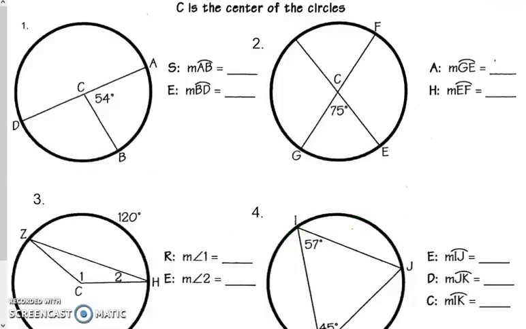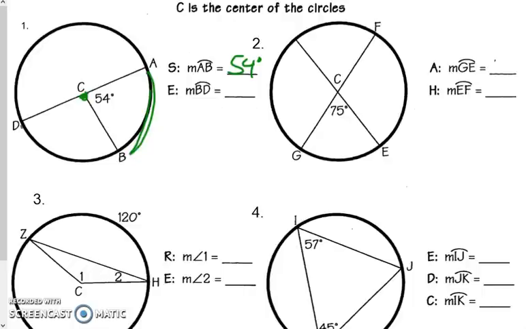The name of the game with this, guys, is just identifying where the vertex is so that you know which formula applies. So in this first one, C is the center. Oh, okay, so I'm using my central angle formula. Measure of arc AB, well, that's just going to be the same as the central angle. So that's going to be 54 degrees.